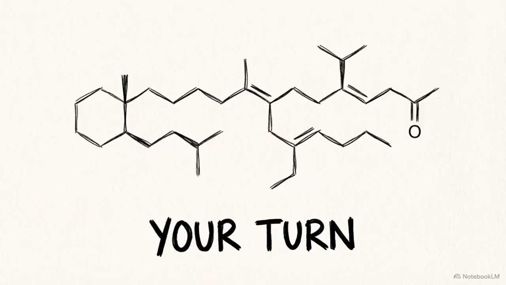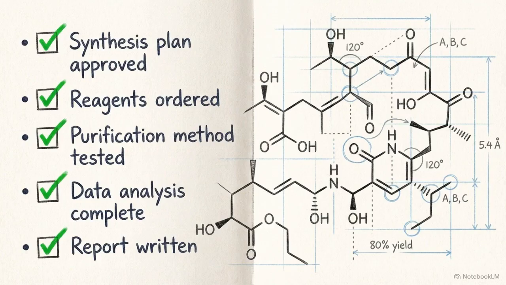Here is a new structure. Try to find the parent chain and identify the substituents using the rules we've covered. When you approach a molecule as a checklist of steps, the name becomes a direct result of the structural evidence.